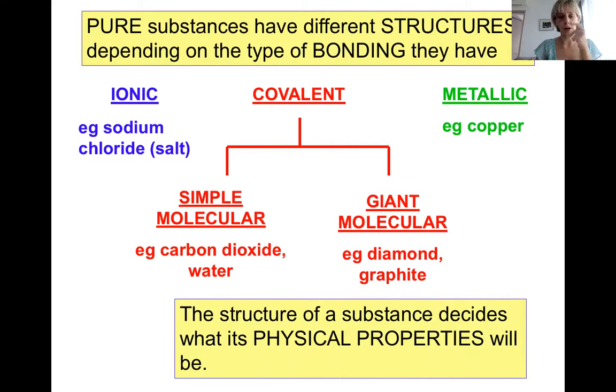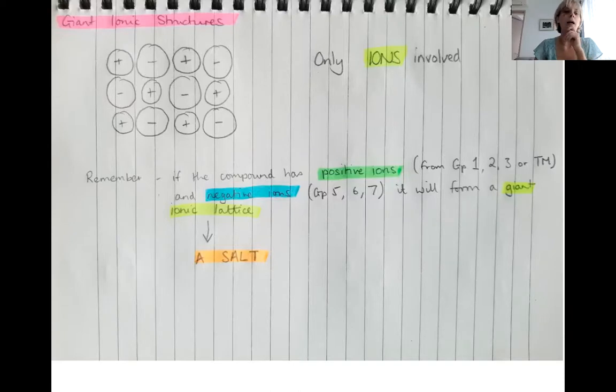So ionic, what do structures look like in ionic compounds? Well, there's only the one type of structure, a giant ionic structure. When we draw it on a diagram, it tends to look like this, plus, minus, and there are only ions involved. And this is very, very important. As soon as you identify that it is an ionic compound, you can only talk about the behavior of these substances as the behavior of ions, because they are made up entirely of positive and negative ions.